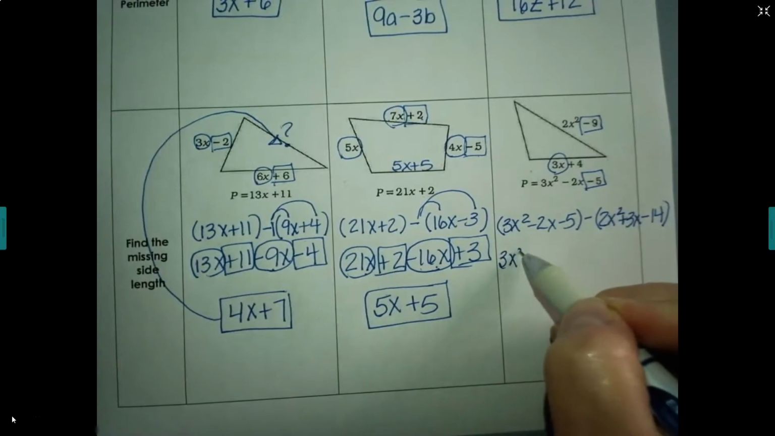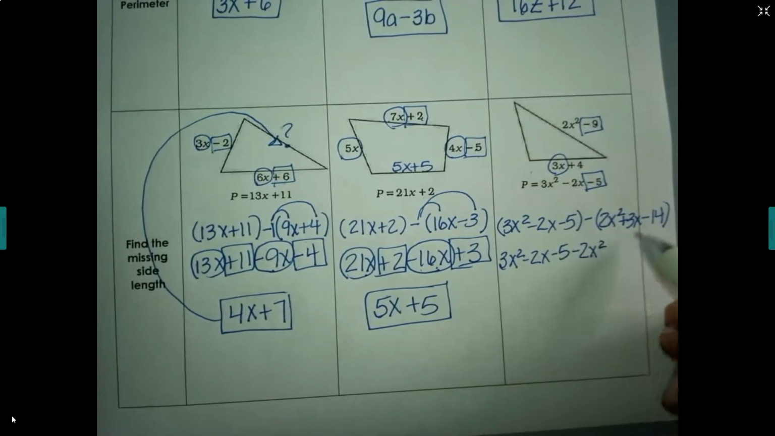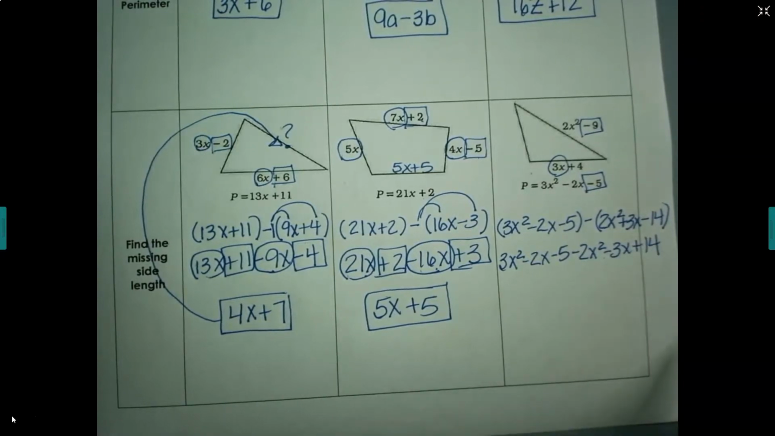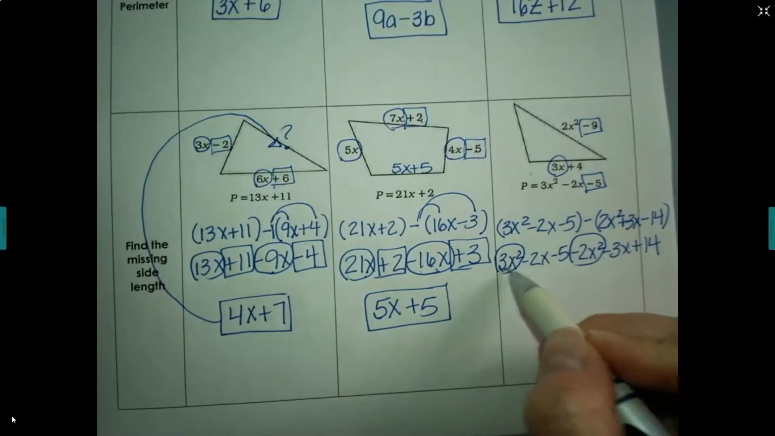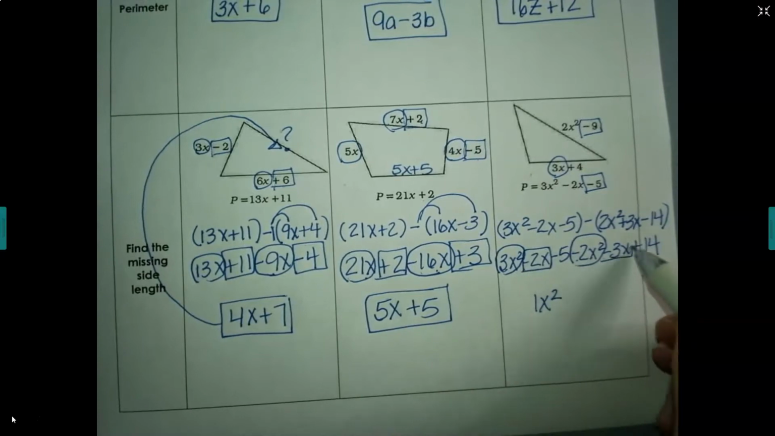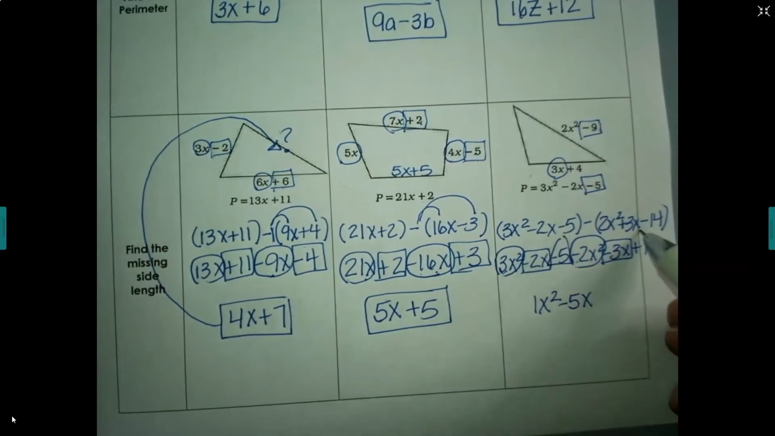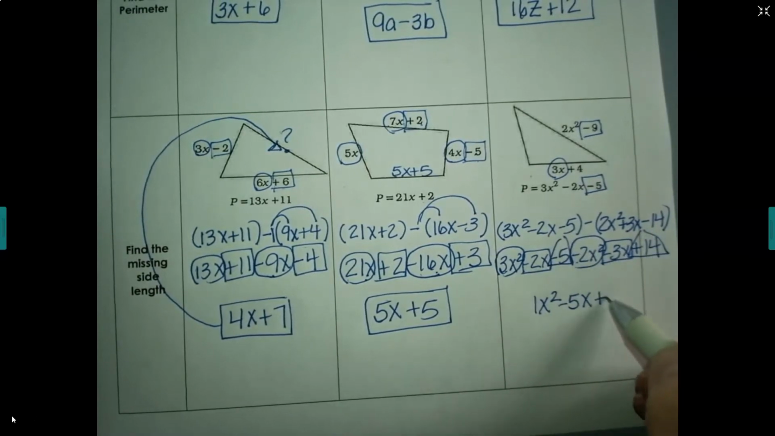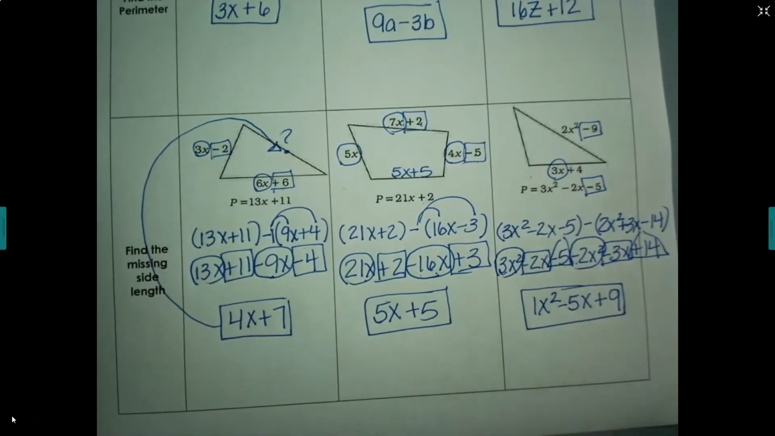So I have 3x squared minus 2x minus 5 minus 2x squared. That's a positive, so it becomes negative 3x. That's a negative, so it becomes positive 14. Let's look for some like terms. I have 3x squared and negative 2x squared. 3 minus 2 is 1x squared. Negative 2x, negative 3x is negative 5x. And then I have a negative 5 and a positive 14 will be a positive 9. So the third side of this triangle is x squared minus 5x plus 9.